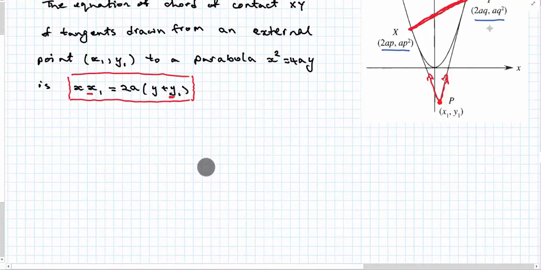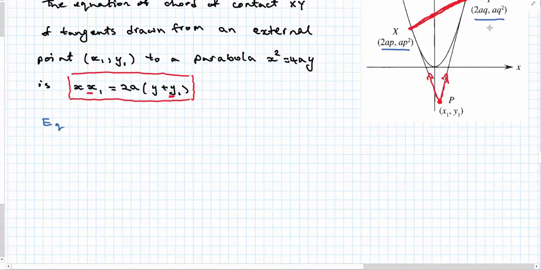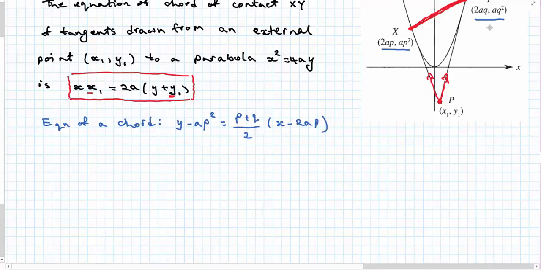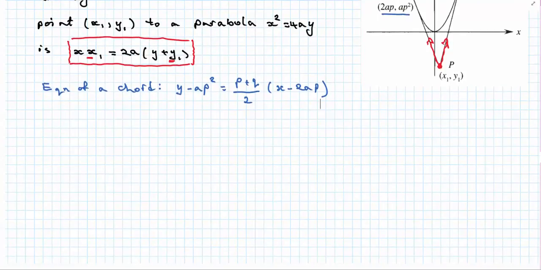Now, we've already found that the equation of a chord is given by y minus ap squared equals (p plus q) over 2, times (x minus 2ap). Now, I will repeat myself again. This should not be memorized. If you are doing a question in an exam or solving a problem, this equation first needs to be worked out, then you can use it, unless the question gives you this equation to use. But since I've already done it and the focus of this video is something else, we're going to use it straight away.